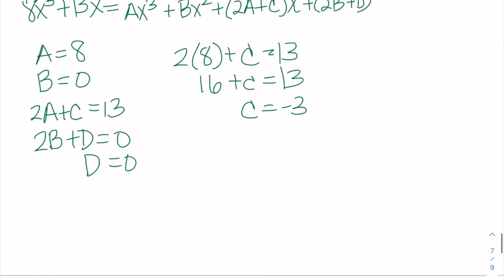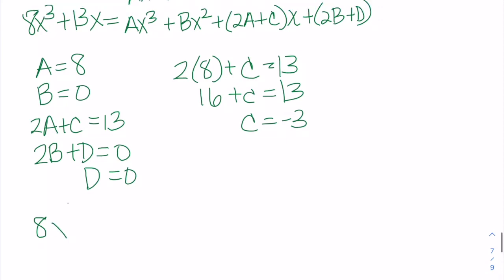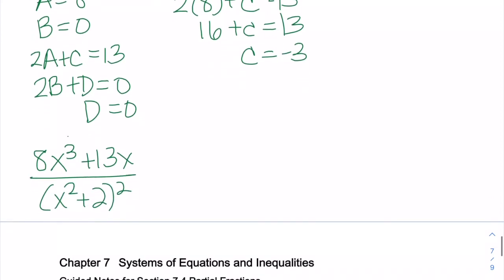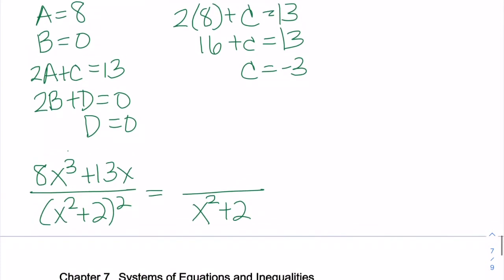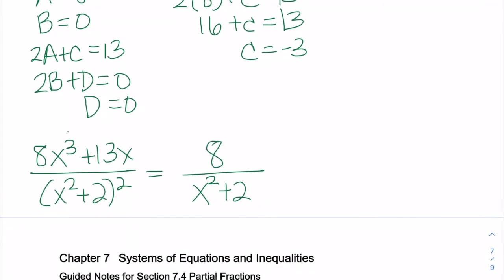So writing this out, we had 8x cubed plus 13x over x squared plus 2 quantity squared. And in our first fraction of x squared plus 2, our a was 8, but our b was 0. So that means that there will be no constant. It'll just be 8x. And then c was -3, but d equaled 0. So in the second fraction, it'll be -3x over x squared plus 2 quantity squared.